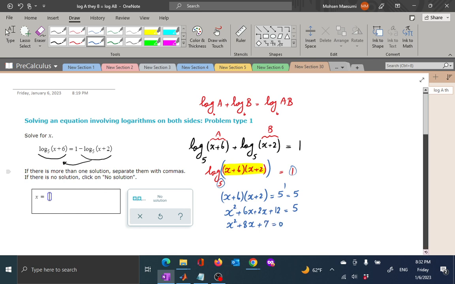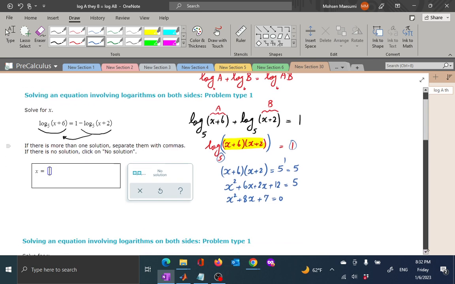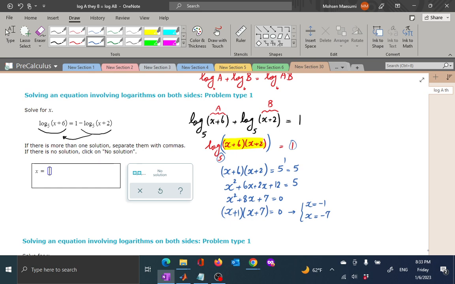How do you proceed? I'm sure you're all expert in this. So two numbers such that the product is 7 and the sum is 8. They are x plus 1 and x plus 7. So out comes two possibilities. X is equal to minus 1 and x is equal to minus 7.